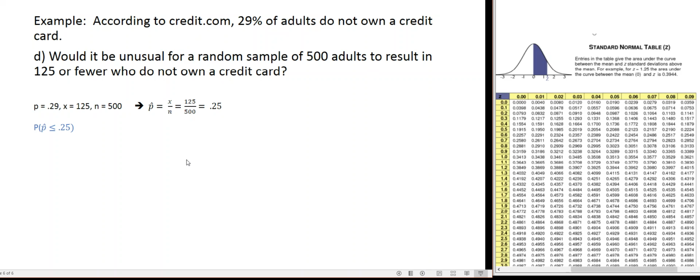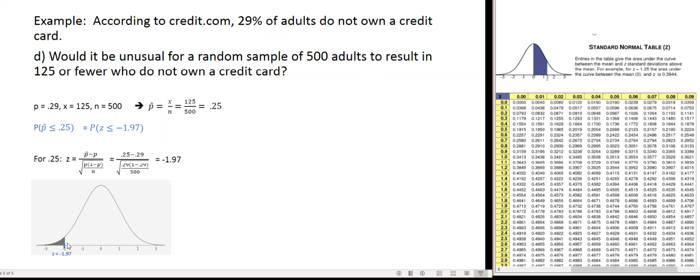Okay, so let's write down what we want. We want the probability that our p hat is less than or equal to, because it said 125 or fewer, so that means we include 0.25. Okay, good news, we just did 0.25, so let me put that up on the screen. We calculated our z-score for p hat at 0.25 to be negative 1.97. So we're looking at the probability that z is less than or equal to negative 1.97. Let's draw our curve here.